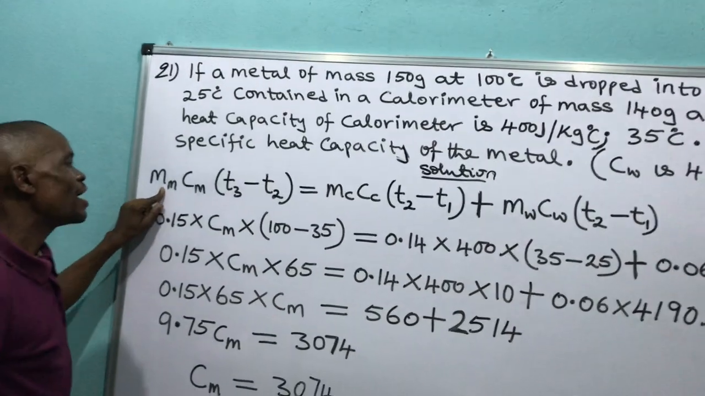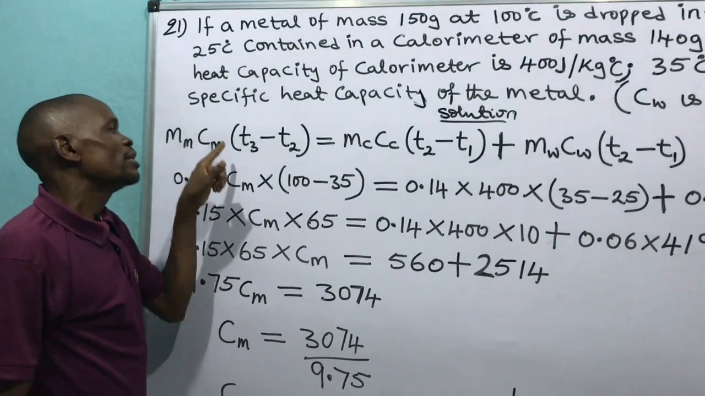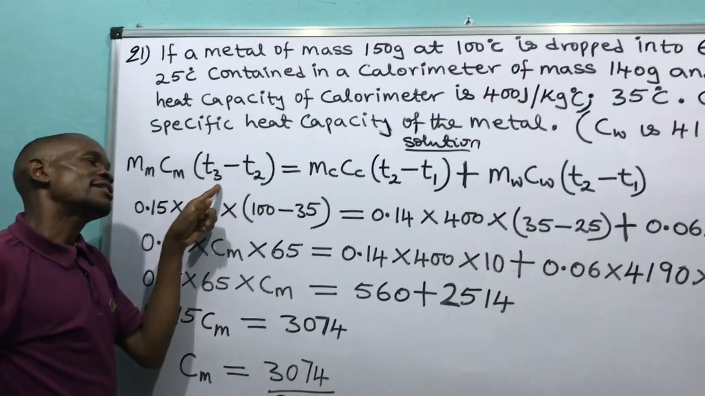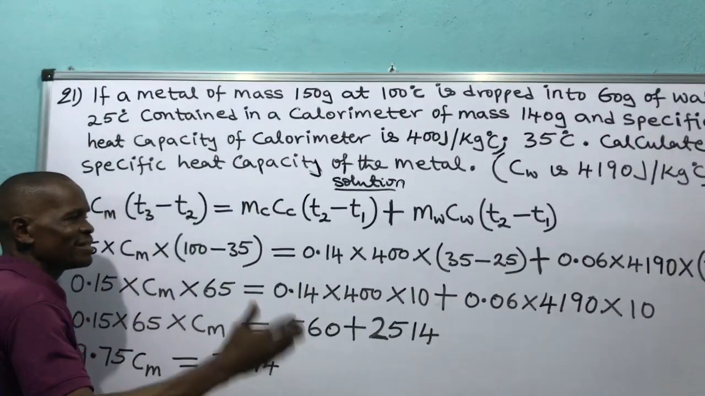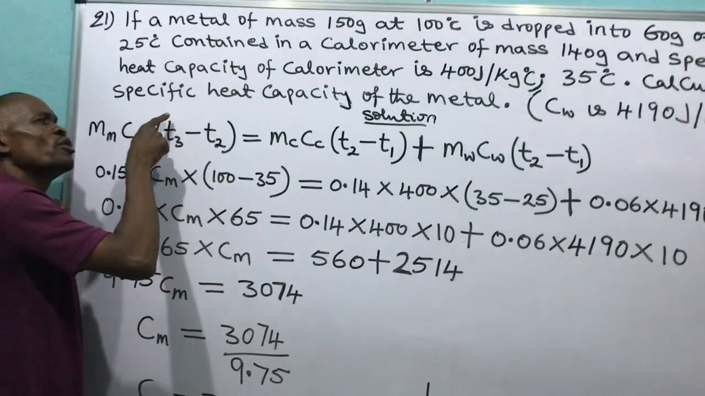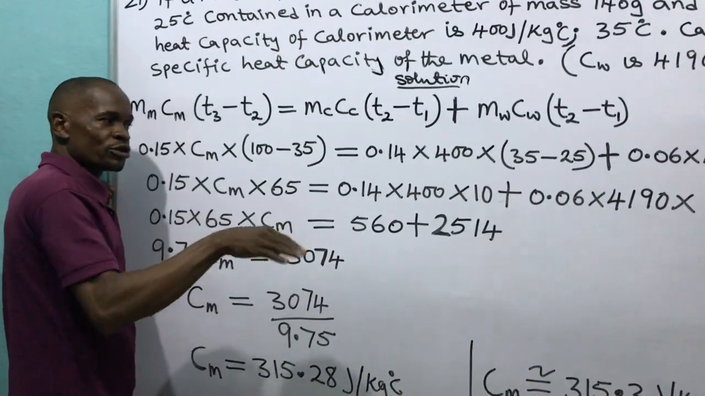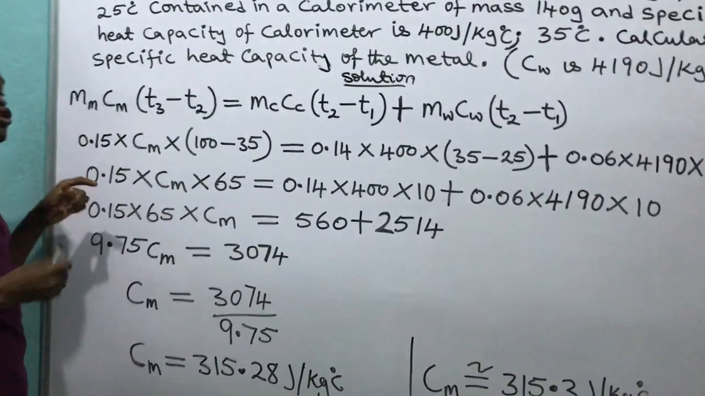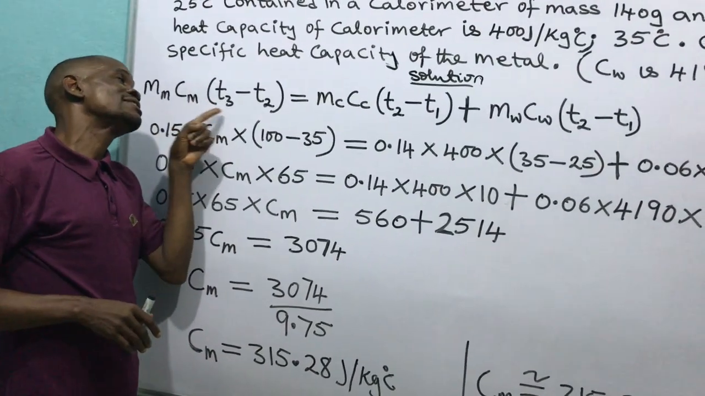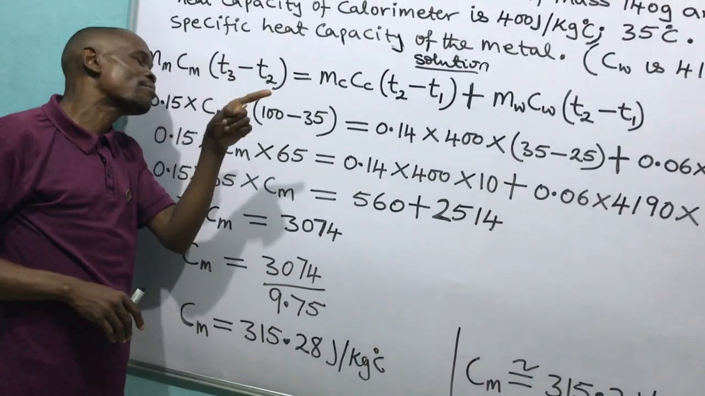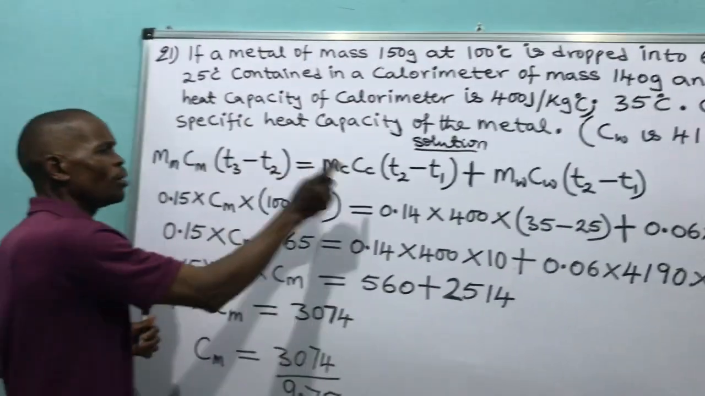Mass of the hot metal times specific heat capacity of the hot metal times T3, the temperature of the hot metal, minus the equilibrium temperature, that's the steady temperature. And this is called initial minus final for the cooling process. This hot metal undergoes a cooling process. Therefore, we are under a cooling process. The change in temperature is initial temperature minus final temperature in a cooling process.